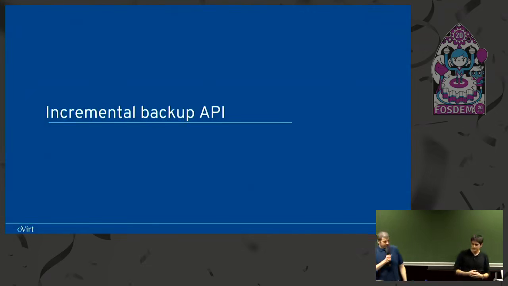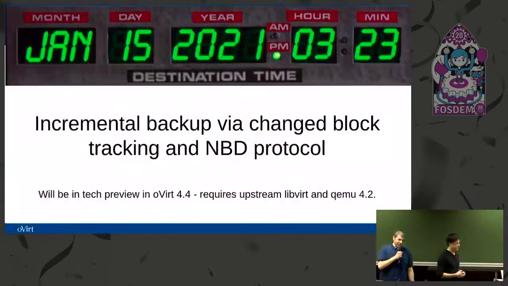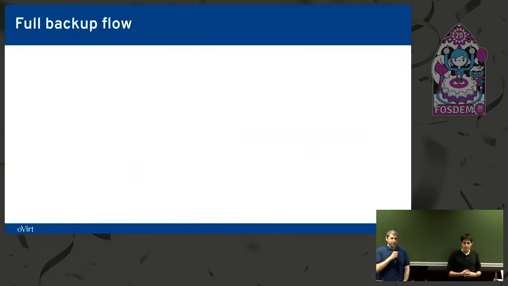Okay, let's see the incremental backup API. So, fasten your seatbelts. We're going to jump to the future. Okay, so the year is next year. We are still working on it. It's not done yet, so it will be in tech preview in oVirt 4.4. It will require upstream libvirt and QEMU 4.2, and it is incremental backup via change block tracking and using the NBD protocol. So let's see the full backup flow at a very high level.